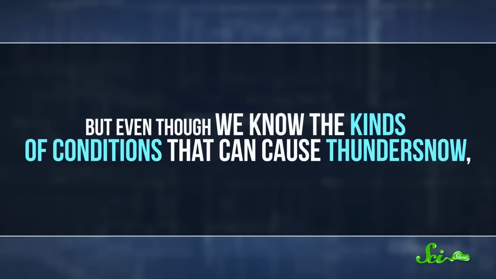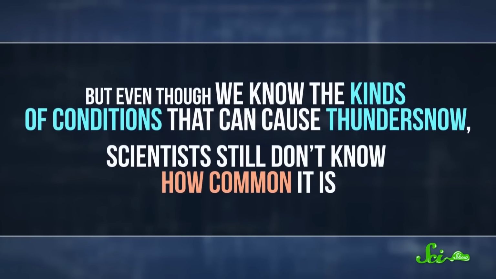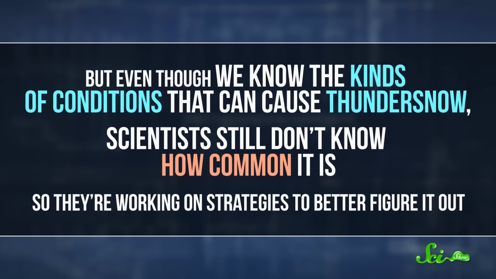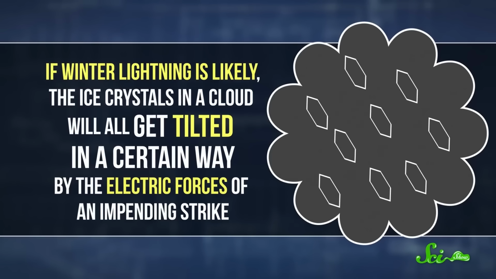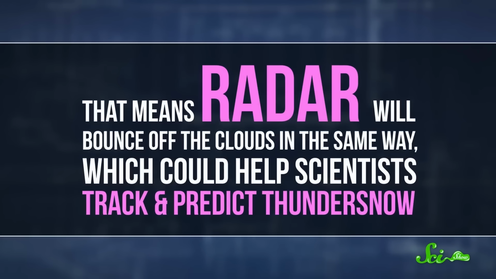But even though we know the kinds of conditions that can cause thundersnow, scientists still don't quite know how common it actually is, so they're working on strategies to better figure it out. Recently, scientists have found out that if winter lightning is likely, the ice crystals in a cloud will all get tilted in a certain way by the electric forces in an impending strike. And that means radar will bounce off the clouds in the same way, which could help scientists track and predict thundersnow. So this winter, they've been looking carefully at weather patterns, radar, and even reports on Twitter to help us understand if thundersnow is coming to a blizzard near you.